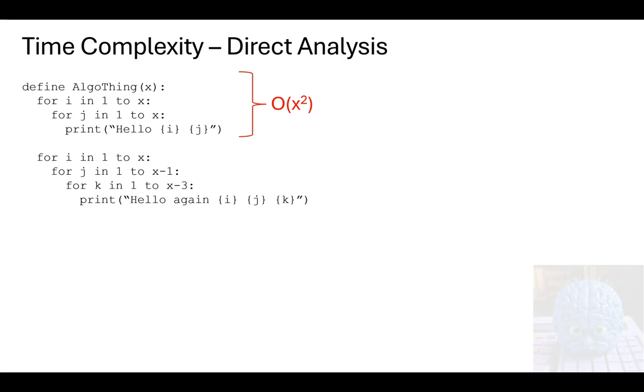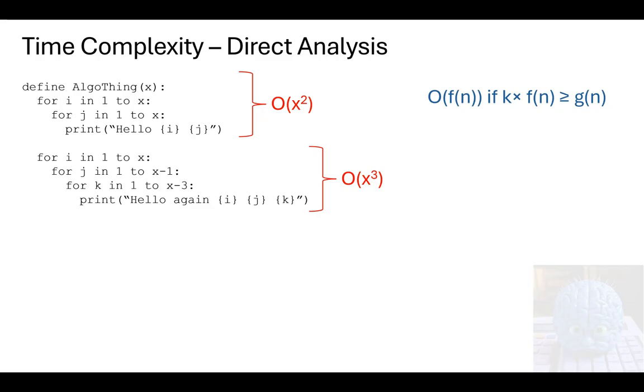We don't really care about those constant changes. I mean, x minus 1 is so close to x when x gets very, very large. What we could read that pretty much as is 1 to x for all three lines on that second loop. And so we would treat that as big O of x cubed.